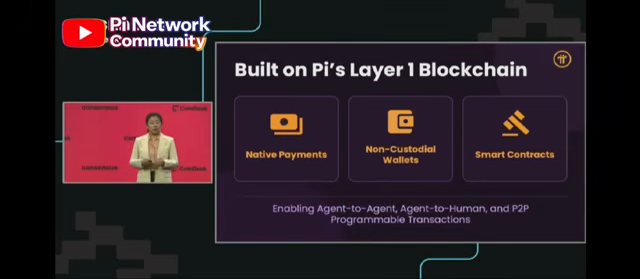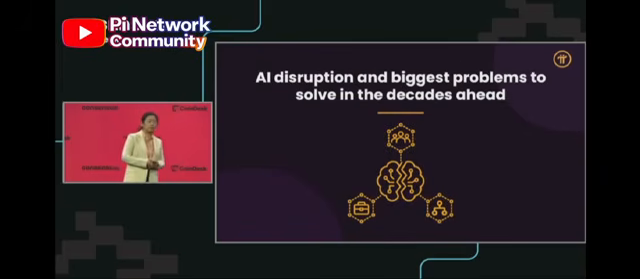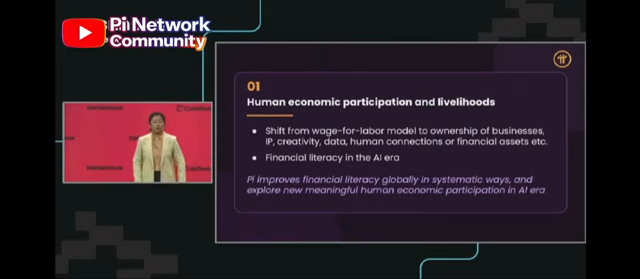All of these are built on top of Pi's layer 1 blockchain that has native payments, non-custodial wallets, and smart contracts, enabling agent-to-agent, human-to-agent, and P2P programmable transactions. So with AI disruption, there are actually the biggest problems for us to solve in the next decades to come. Exploration of how to align Web3, AI, and blockchain for utility is the work we as humans have to figure out, in the following aspects in the AI era.